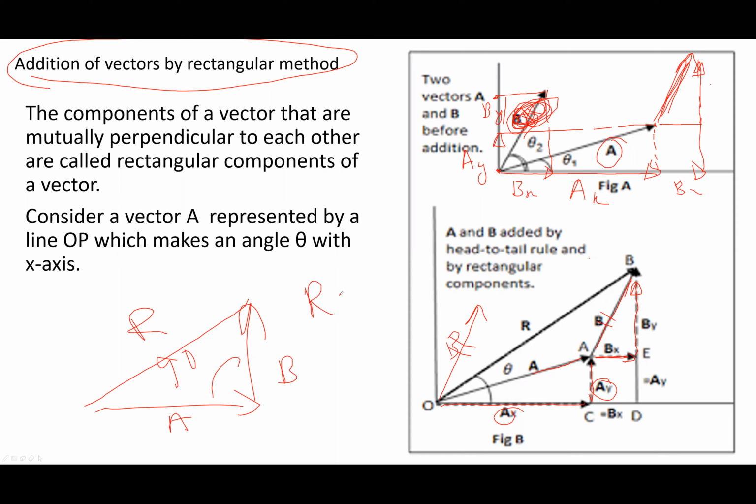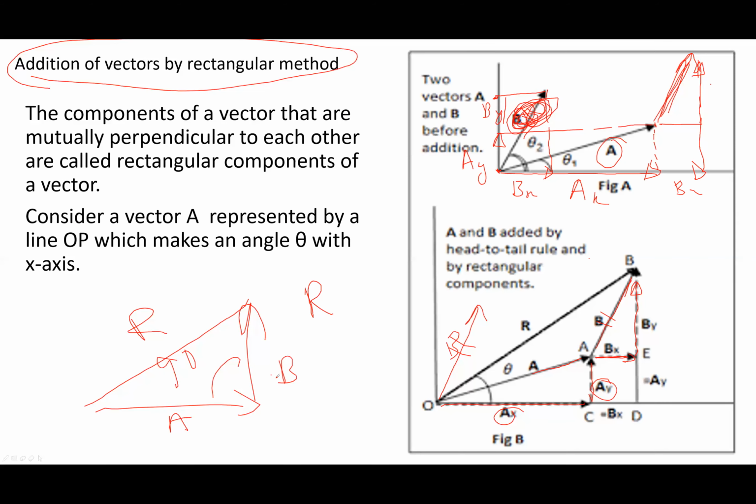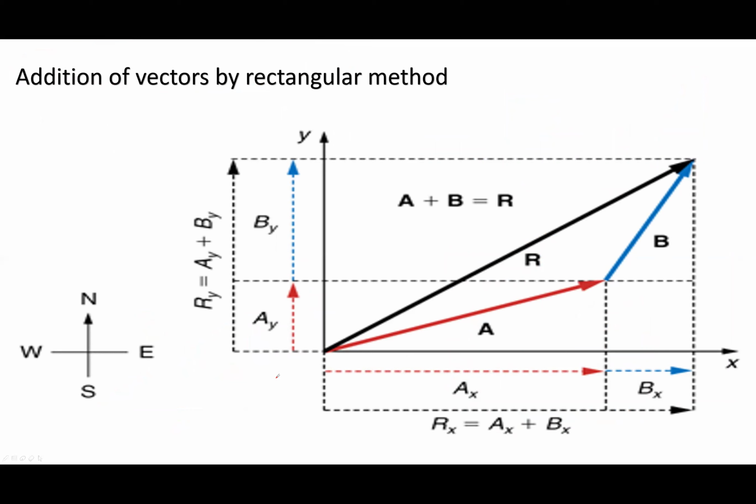Resultant vector is represented by R, and we will write the next equation for this one. R, the resultant vector, is equal to A vector plus B vector, the sum of A vector and B vector.